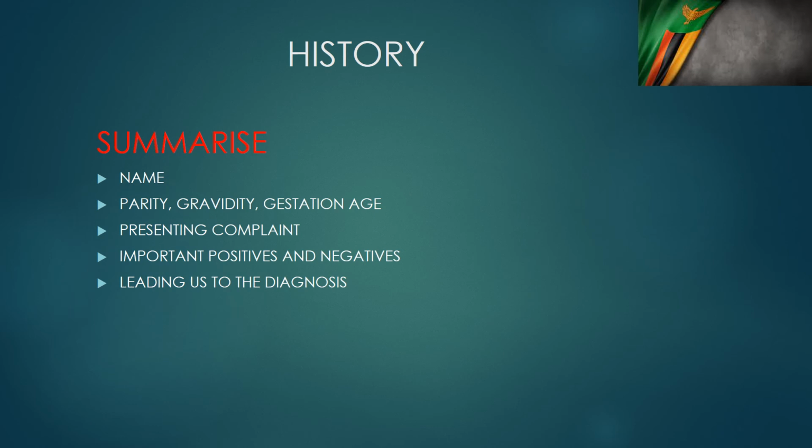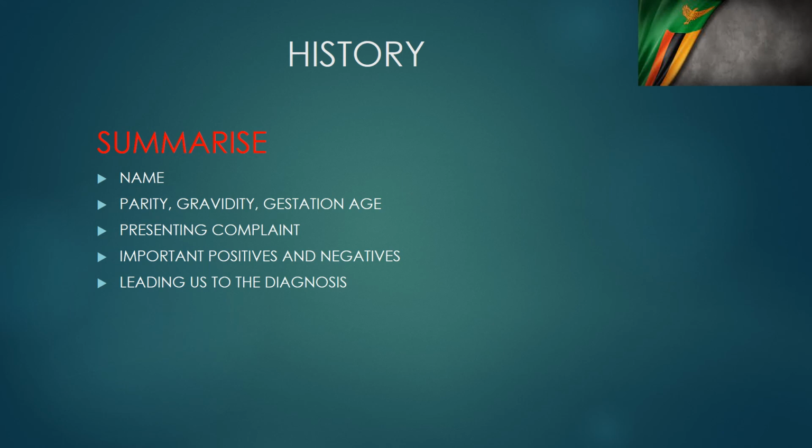So after we've taken a history, we need to summarize the history. The way to summarize the history is to give the name of the patient. So you start, this is Mrs. Nelia Piri. She's para 1, gravida 2, at 30 weeks gestation, who came in with vaginal bleeding at 28 weeks. Then you put in the important positives, like she has abdominal pain, she has backache, she has PV bleeding, she's draining, and she cannot feel fetal movements. Just that summary gives you an idea of the diagnosis.